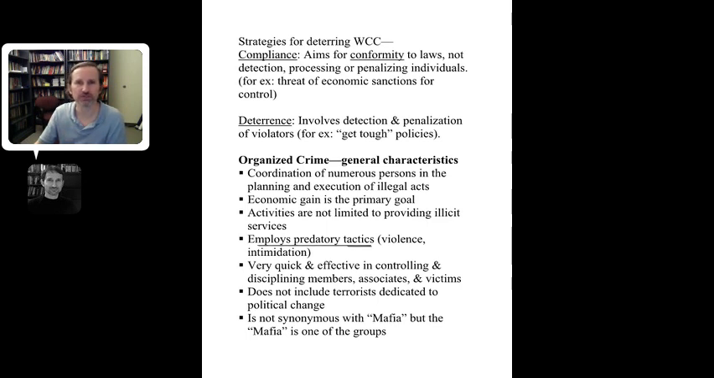So it can involve violence and intimidation, which also corresponds with the next bullet point, that organized crime generally is very quick and effective in terms of controlling and disciplining not just the members of the organization, but also associates with the organization and victims. There is what they call an iron fist that underlies the velvet glove. It doesn't include terrorism, because terrorism is about groups of people who are oriented toward political change or overthrowing a political system. This, again, is more about property and profit. Also, too, it's to be noted that organized crime is not synonymous with the idea of mafia, but the mafia is one of the groups that engages in organized crime.